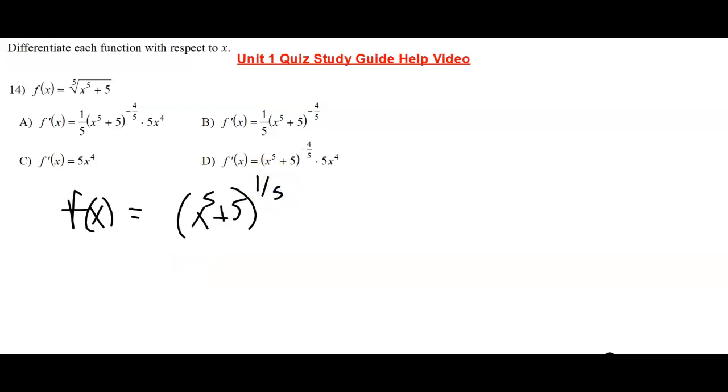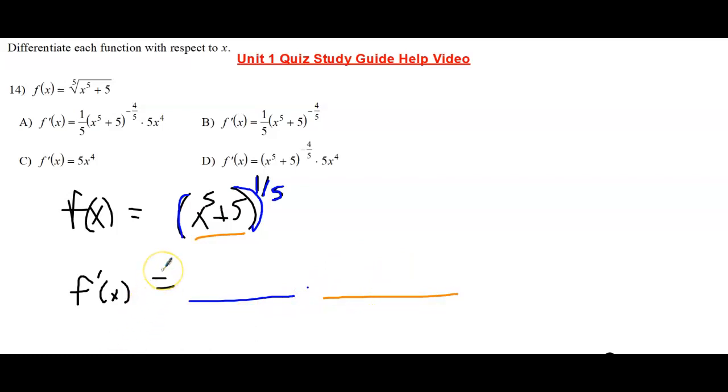After that, we're going to go ahead and do the chain rule. So my outside function is this piece here being raised to the 1/5. My inside function is this. So to find my derivative, we're going to do derivative of the outside multiplied by the derivative of the inside.